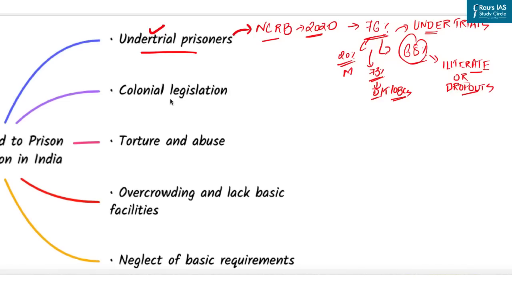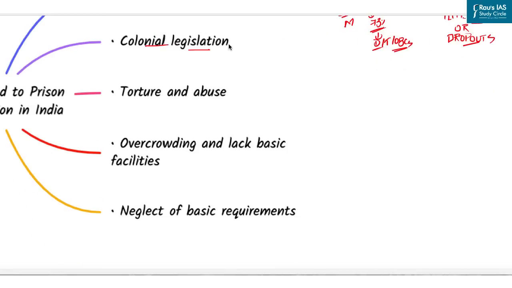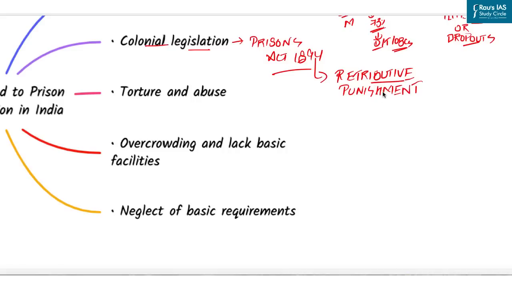Second problem is colonial legislation. Now, why this is an issue? Because prisons in India are still governed by Prisons Act 1894, and currently we are living in 2023. So basically, a colonial legislation which treat prisoners as subpar citizens is guiding our prisons. So why this is an issue? Because it provides legal justification for retributive punishment.